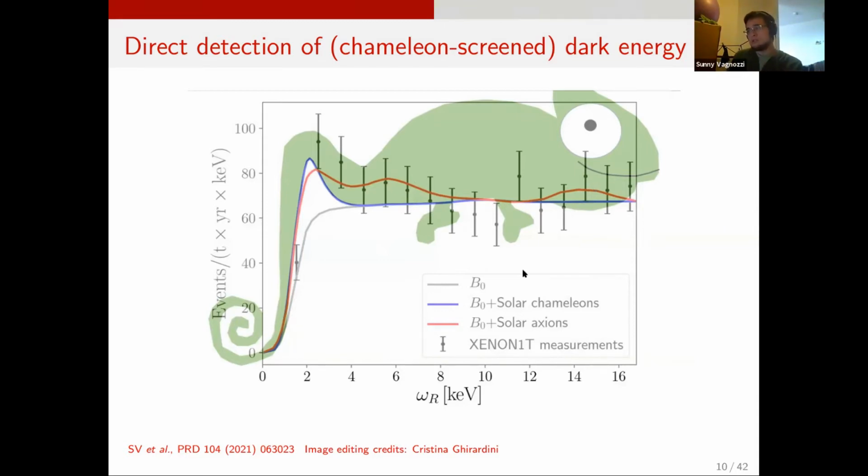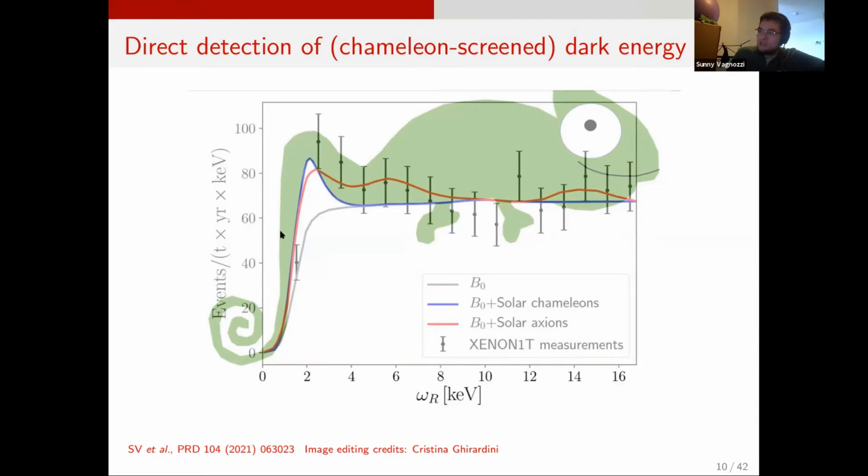If we consider instead solar chameleons, so chameleon particles coming from the sun, we get the blue curve, which fits the excess relatively well. It's roughly 2 sigma preferred over the background, but it's immune to the problems faced by the axion. Precisely because of screening, you can arrange your parameters in such a way that you produce chameleons in the sun, but not in denser stars, because chameleons are screened inside these denser stars.